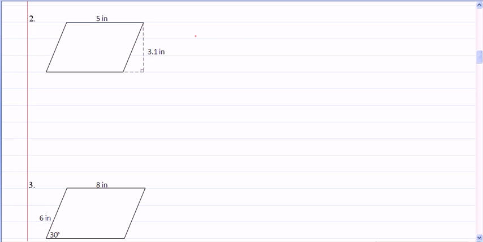For number 2, we have another parallelogram, so I start by writing the formula base times height, and the base is equal to 5, and this time the height is given as the outside length of the parallelogram. As long as it's the perpendicular distance, or the side that forms the right angle, your height is equal to 3.1.